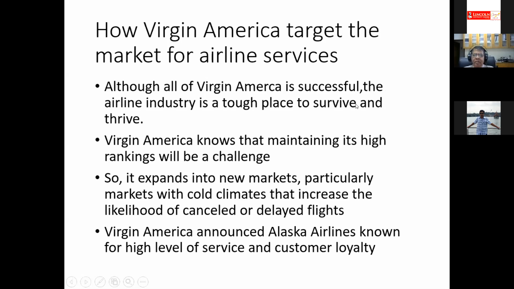Virgin America is successful, but they know that success is not for the long term, so they need to find another way to maintain it. So it expands into new markets, particularly markets with cold climates. In cold climates, there can be more canceled or delayed flights. So Virgin America announced it was taking on Alaska Airlines, known for a high level of service and customer loyalty. By doing this, Virgin America targets the market, especially cold climate areas.